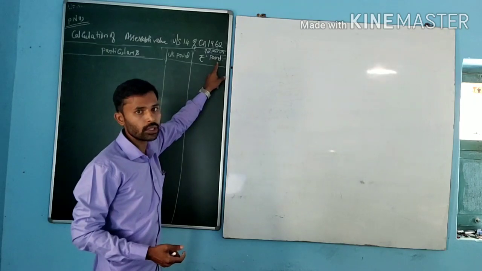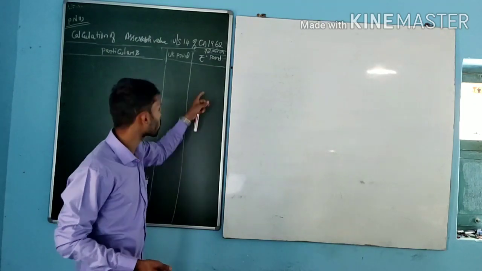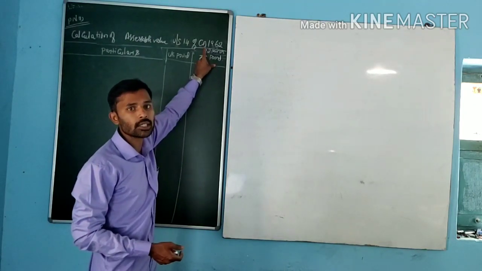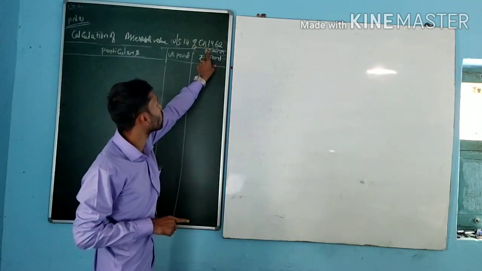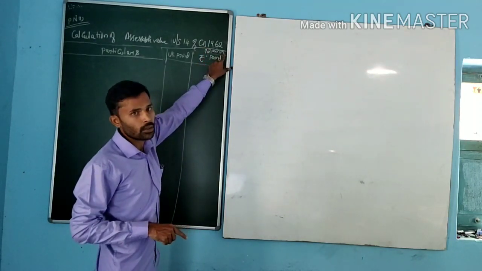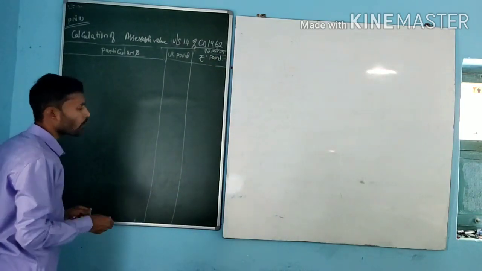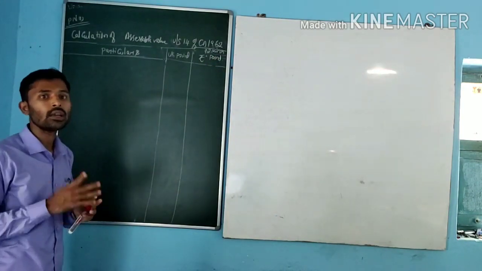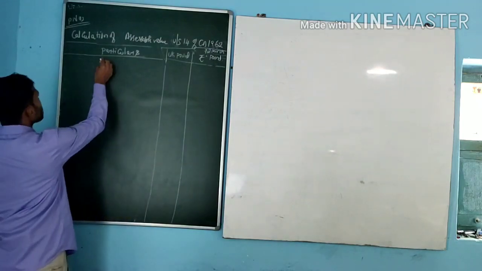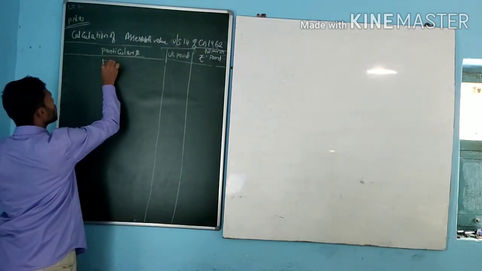Then the converted amount: UK pound into Indian rupees, that is this column. Now in this problem, what is the exchange rate? 1 UK pound is equal to 72 rupees. Now start with the calculation of assessable value. For that, first we have to calculate what? Adjusted FOB. Adjusted FOB is equal to FOB given in the problem.